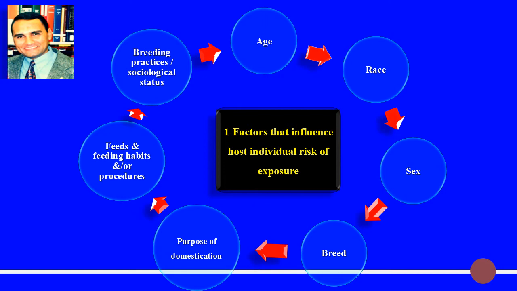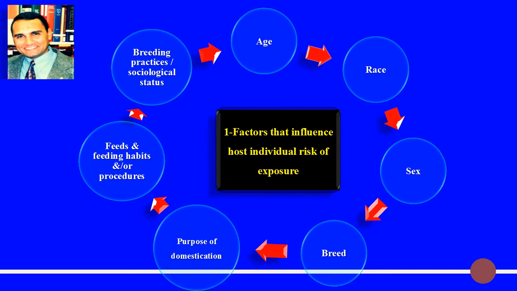The sex of the population or of the animal, such as female cattle, shows brucellosis more than the male, and this is due to the husbandry system. The breeds: some cattle breeds show color changes due to genetic factors.